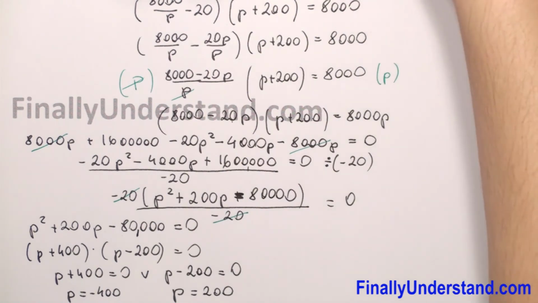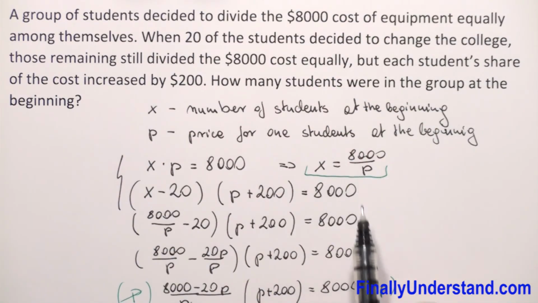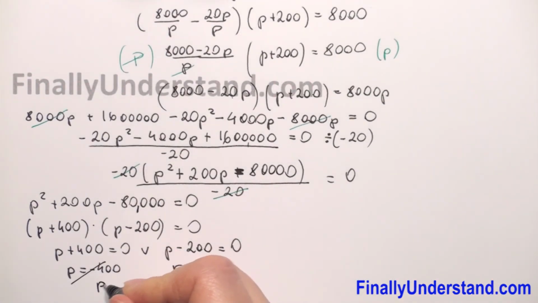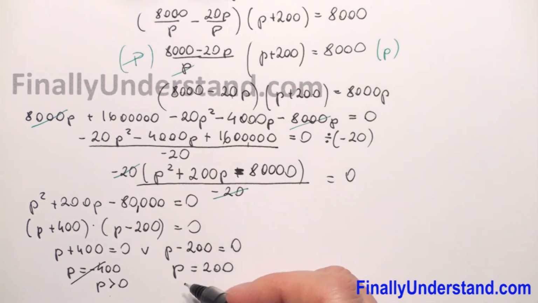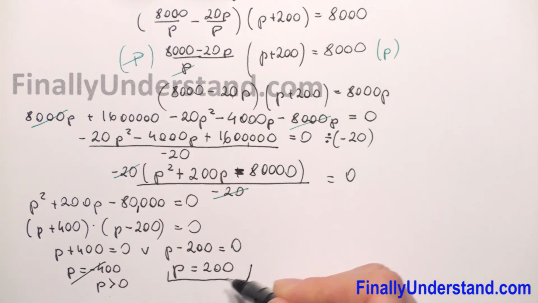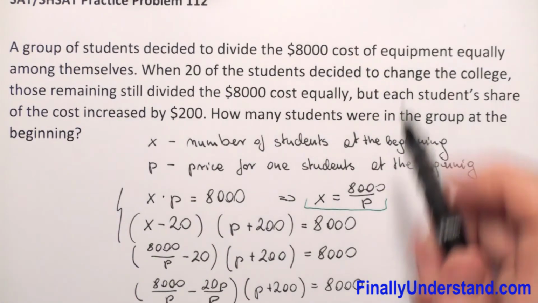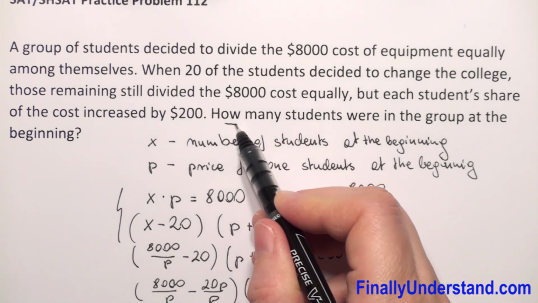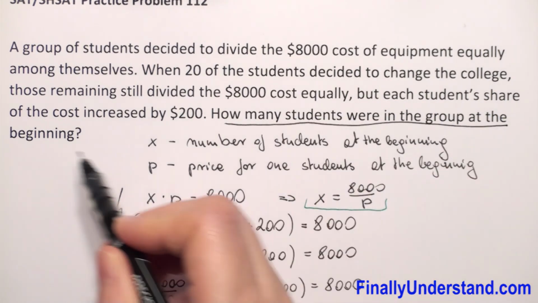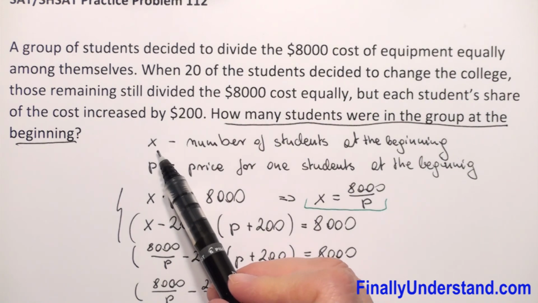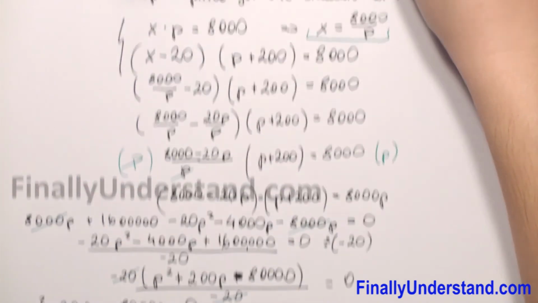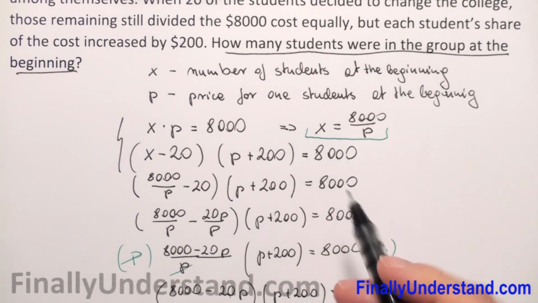P was the price of one student at the beginning, so P cannot be negative. P must be a positive value. So we have only one solution: P is equal to 200. We found the price for one student at the beginning. And the question was, how many students were in the group at the beginning? The number of students is X. Now that we have P, it's very easy. We will find X using this equation.